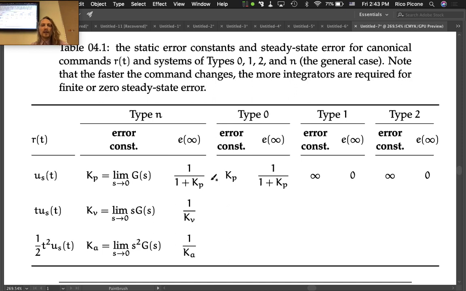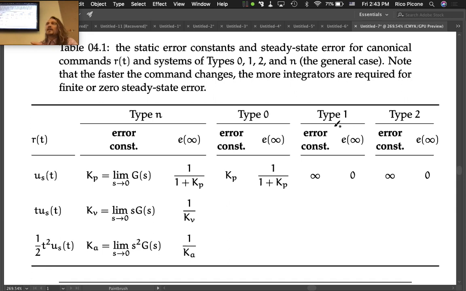So let's go down the first row. We already did this. A type 0 system with 0 integrators. We find the error constant is Kp, and the steady state error is some finite value. We've got to find out what Kp is in order to plug it in, so you have to actually use the formula for Kp here. If you have a unit step function as the command in a type 0 system, there's some finite steady state error. We've got to compute it.